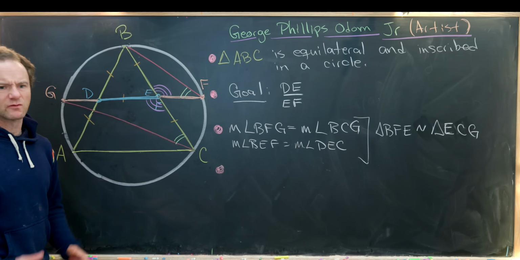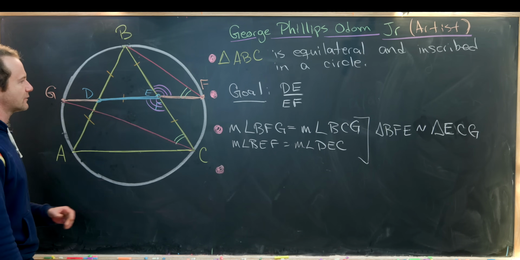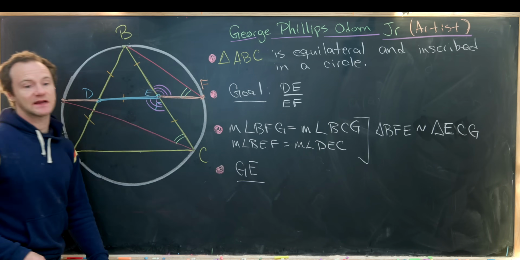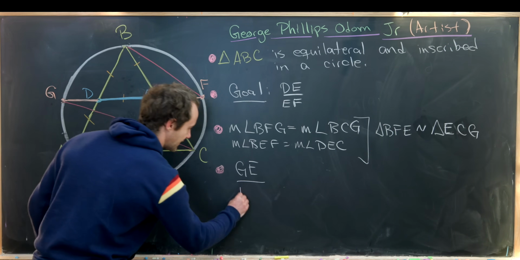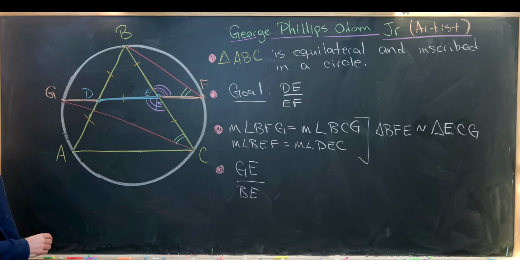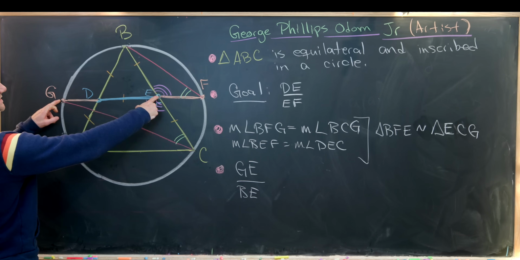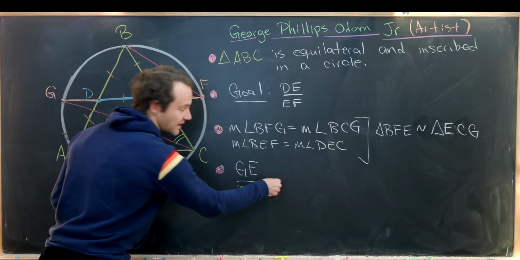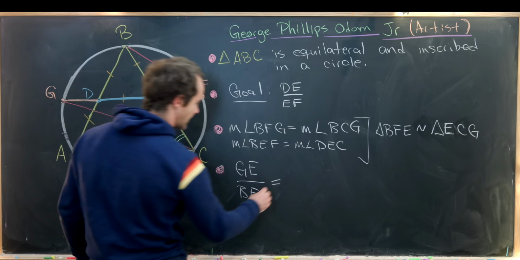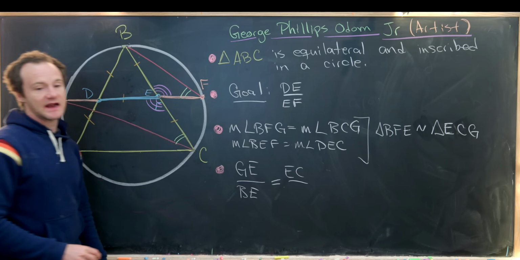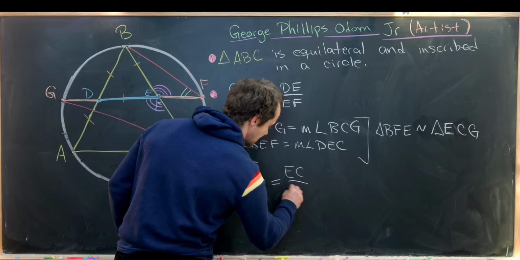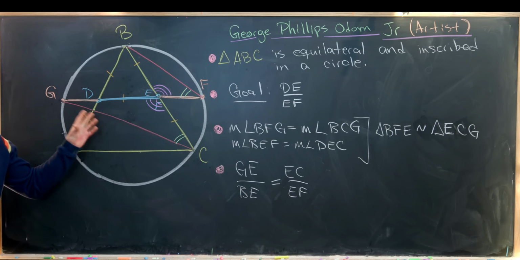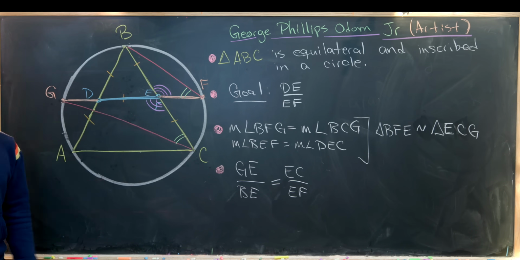So there are several different ratio relationships that we could write down, but the ones that will be useful for us are GE, or the length of line segment GE, divided by the length of line segment BE. So let's see, that's the quotient of this side right here with this side right here will be the same thing as the length of line segment EC divided by the length of line segment EF. So that would be like this one right here with this one right here. Notice that those are corresponding sides in each of these triangles.